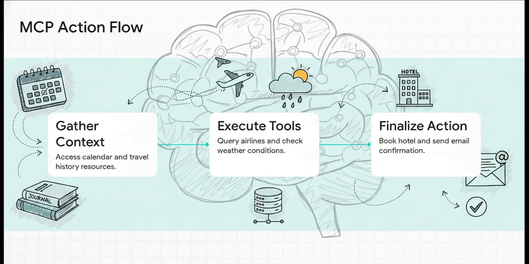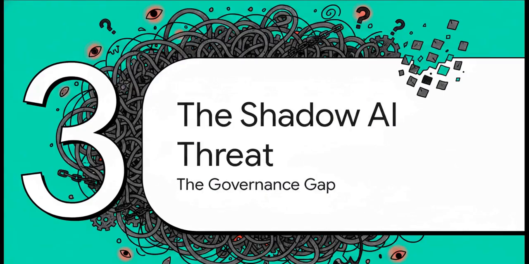It reaches out to an airline server to search flights, and maybe a weather server to check the forecast. Finally, in step 3, it synthesizes all of this and takes action. It uses tools to book the hotel and even draft an email to your travel companions. It's a complex, multi-step workflow happening seamlessly across a bunch of different external servers, all being coordinated by the AI using MCP. Which brings us to Section 3, the shadow AI threat. We really need to talk about the governance gap here.